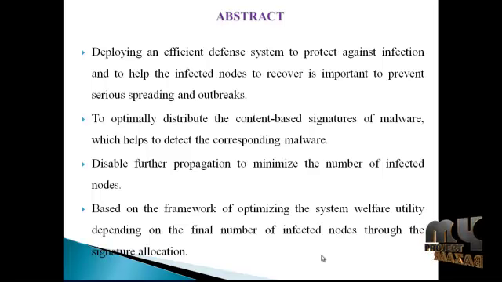We design a defense system for both MMS and proximity malware based on the framework of optimizing the system welfare utility, which is the weighted summation of individual utility depending on the final number of infected nodes through the signature allocation. It is an optimal distributed solution to efficiently avoid malware spreading and to help infected nodes to recover. Our goal is to minimize the malware-infected nodes in the system by appropriately allocating the limited storage with consideration of different types of malware.